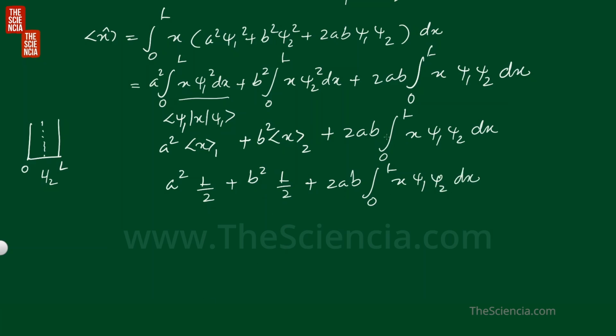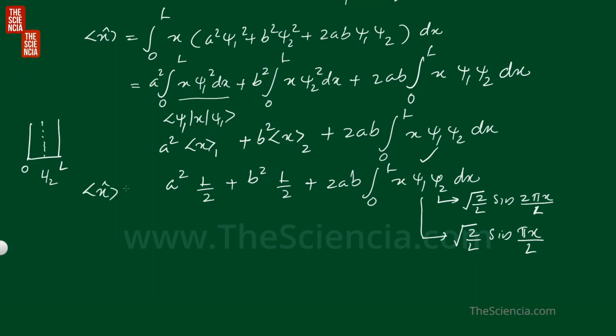Now we have to evaluate this integral. To do that, we have to know the value of psi 2. We know that psi 2 is equal to root 2 by L sine n pi x by L, where n will be 2, that is sine 2 pi x by L. And what is the value of psi 1? Psi 1 is equal to root 2 by L sine pi x by L, with n equal to 1. If we get the value of this last integral, we can find the expectation value of x for this linear combination of states.